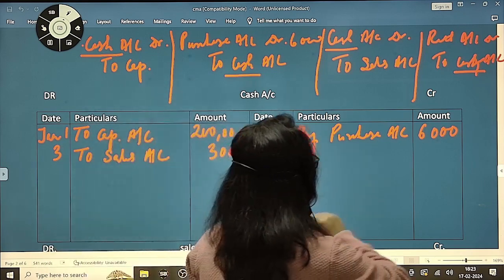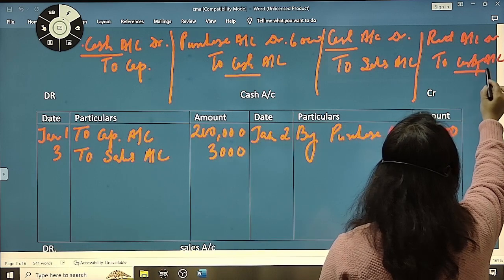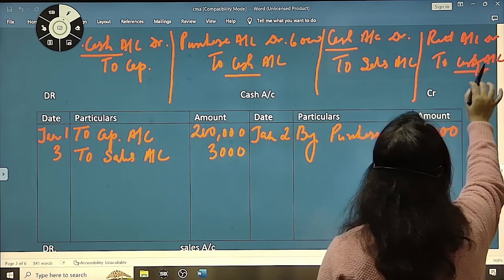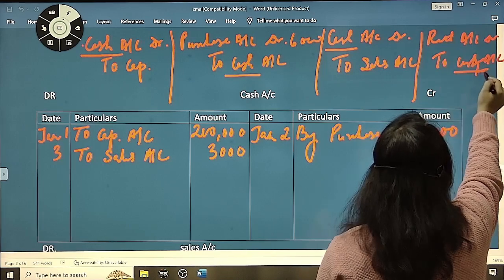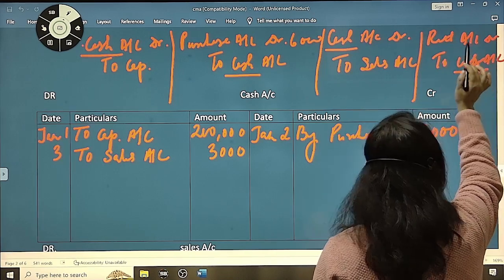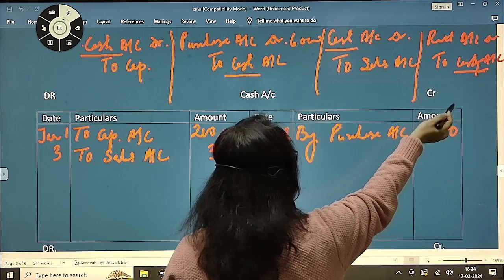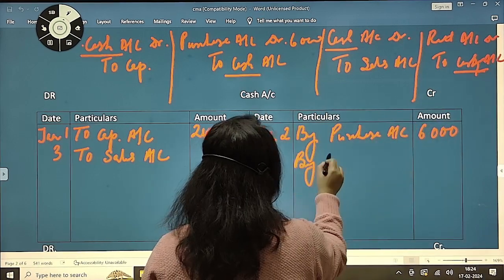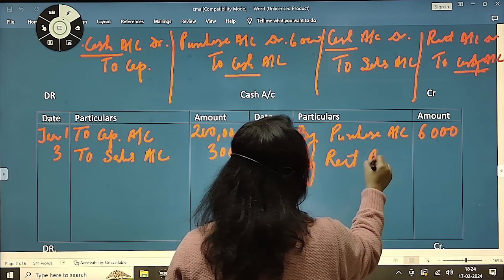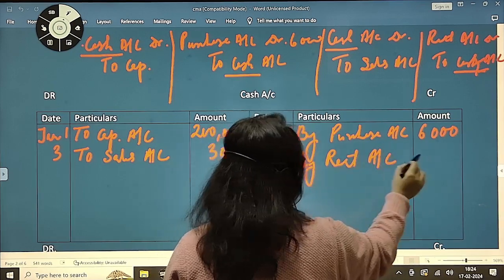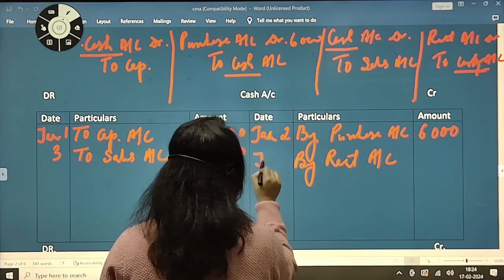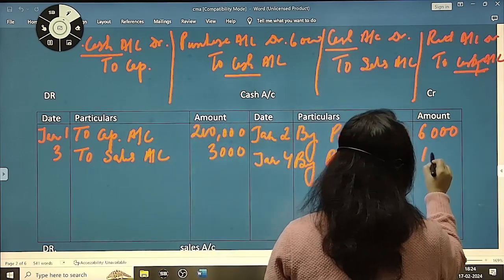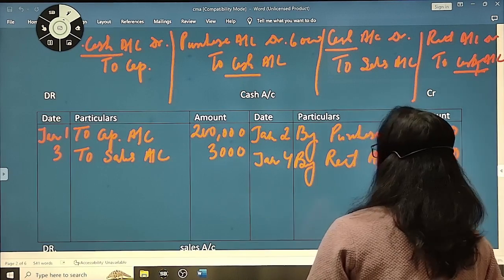Now next one is rent account debit to cash account. So here cash is credit. We will not write cash here. We will write what? Rent. Cash is credit. Why? Because of rent. So we will write rent, not cash. So we will write here by rent account. Okay, so how much amount is? Amount is 1,000. So we'll write 1,000 here.